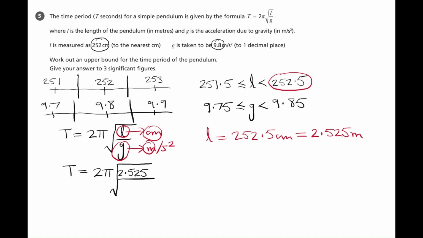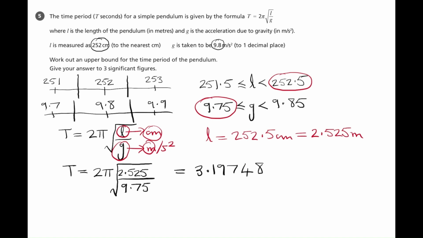And in order to get the overall largest value, we need to divide by the smallest possible value. Dividing by the smallest possible value will lead to the largest possible answer. So we actually select the lower bound 9.75 as our value of G. So we're now able to work that out on a calculator, and it gives us 3.19748.